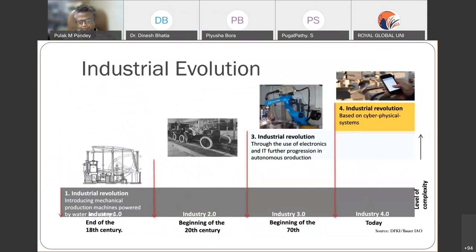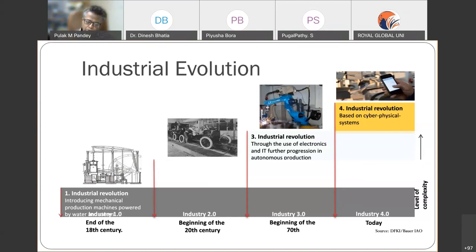So if you try to see the timeline, the first industrial revolution, where mechanization happened, was at the end of the 18th century. In the beginning of the 20th century, people talked about mass production through continuous lines. And in the beginning of 1970, we had the third industrial revolution. That was because of the development of the microprocessor, electronics, and of course the beginning of IT. You can realize from these figures. And today we talk about Industry 4.0, where the cyber physical system is the backbone of Industry 4.0.